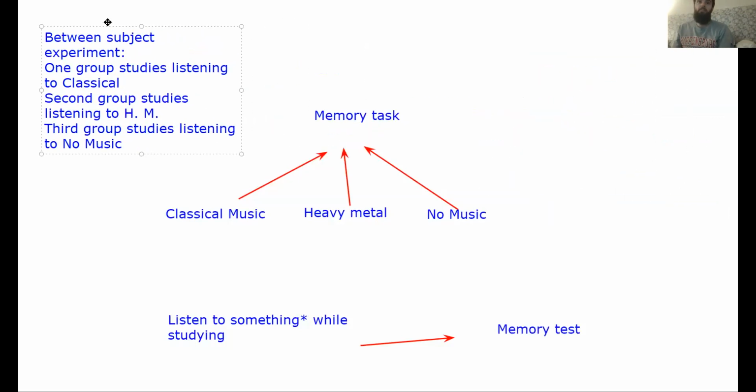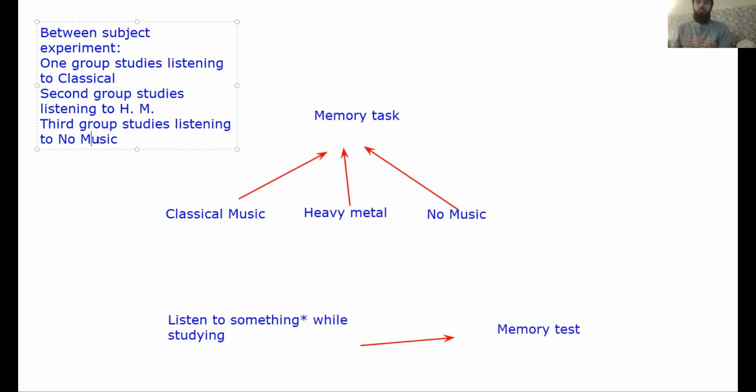So I randomly assign people to be in one of three groups. That'd be a between subject experiment. That's one way to do this study. A second way to do the study could be to have each person study under three conditions. They'd study some words while listening to classical music, other words while listening to heavy metal, and a third set of words listening to nothing. So each person would listen in all three conditions.